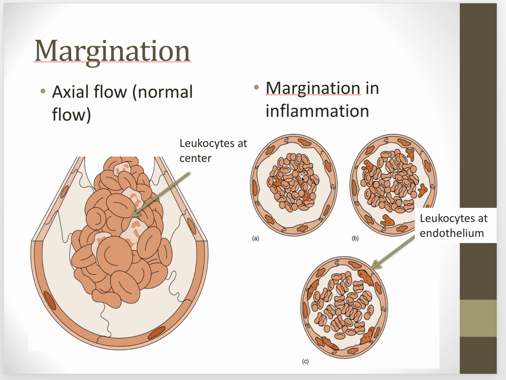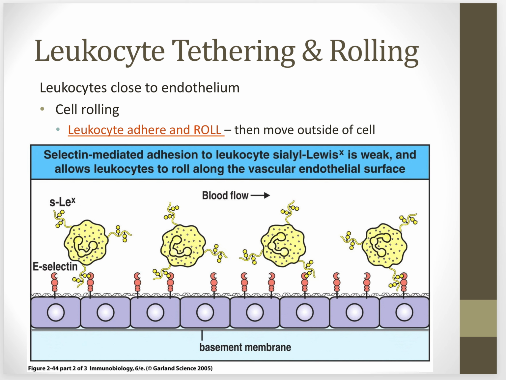So the blood will slow down, and then the white blood cells will start to migrate to the margins of the blood flow or the blood vessel so that they can now leave. So axial flow, then margination. Okay, once they've moved to the margins, the white blood cells do something called tethering and then rolling.